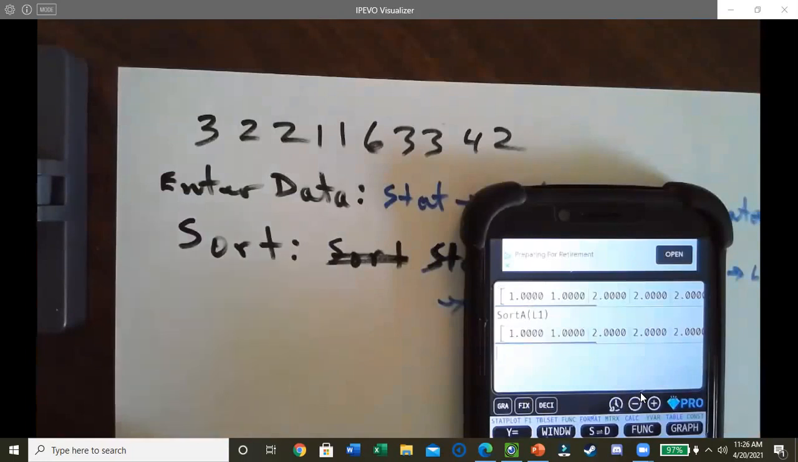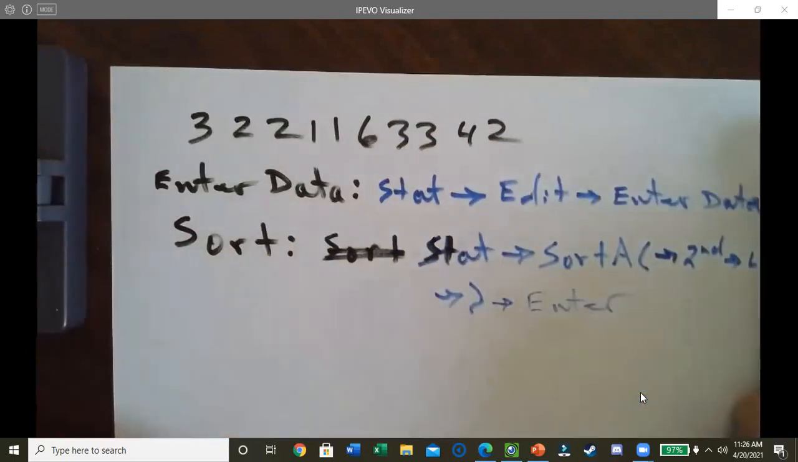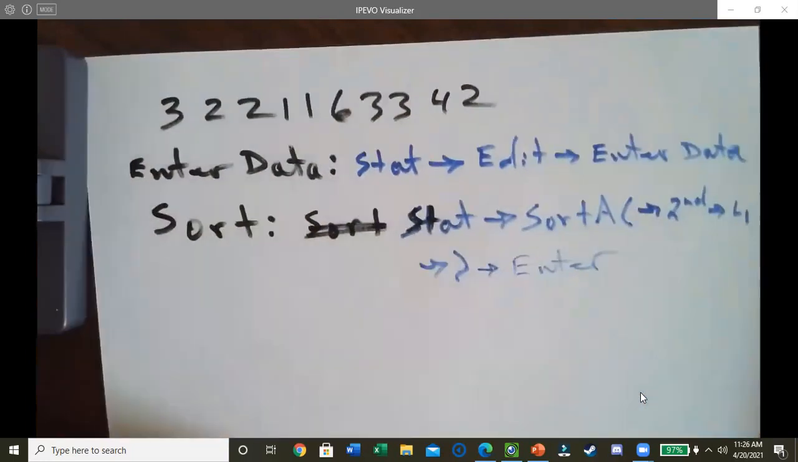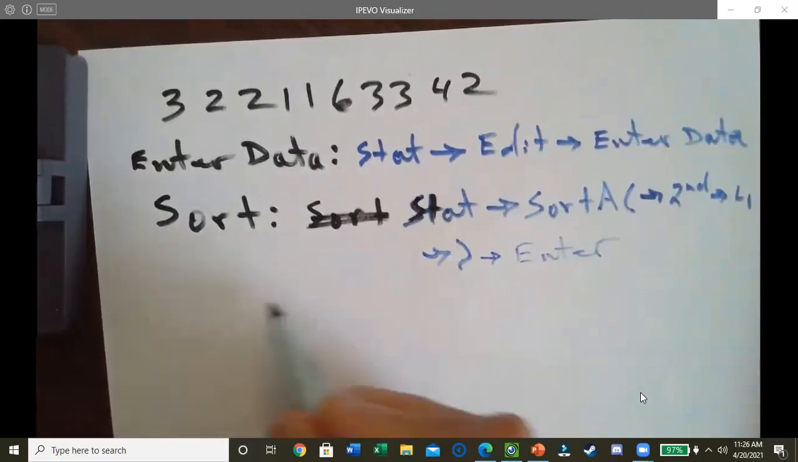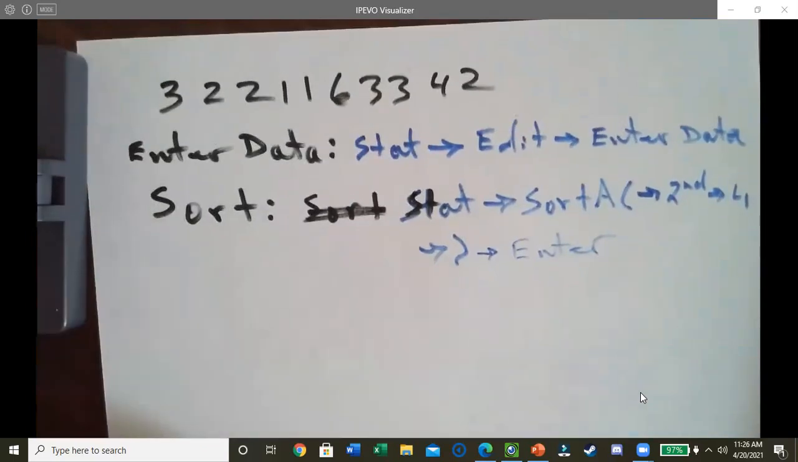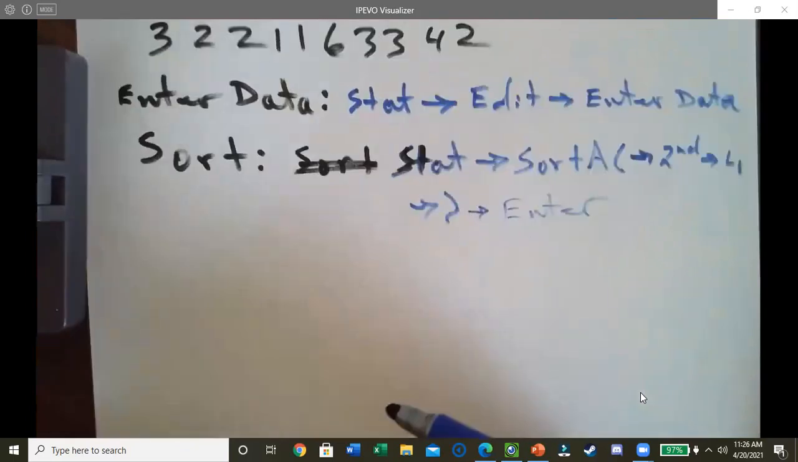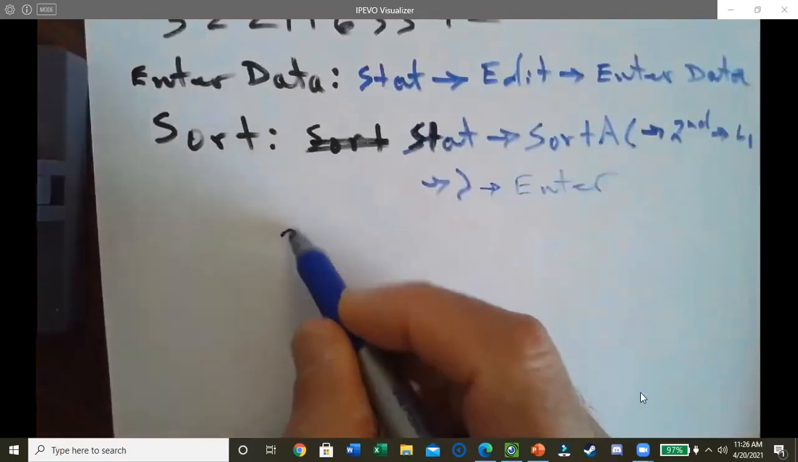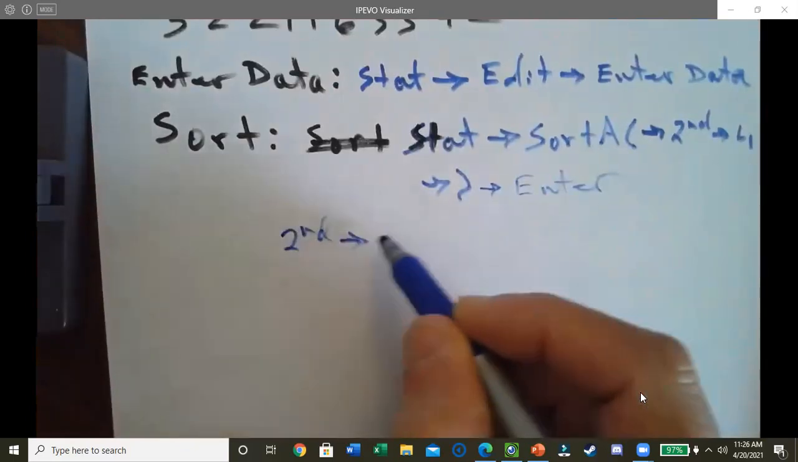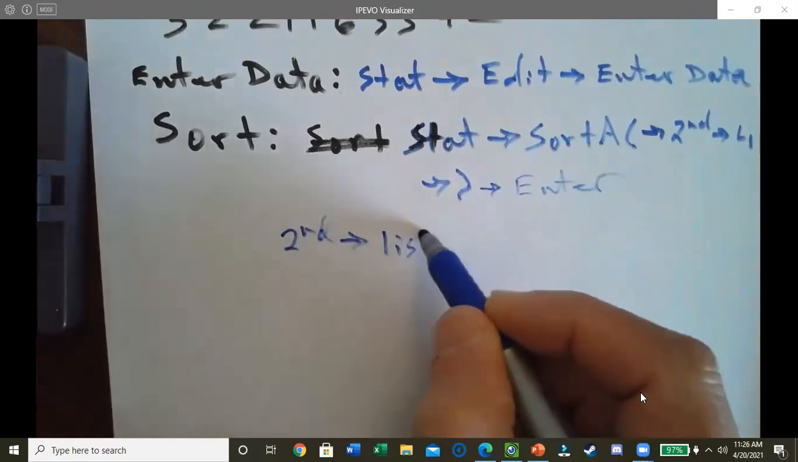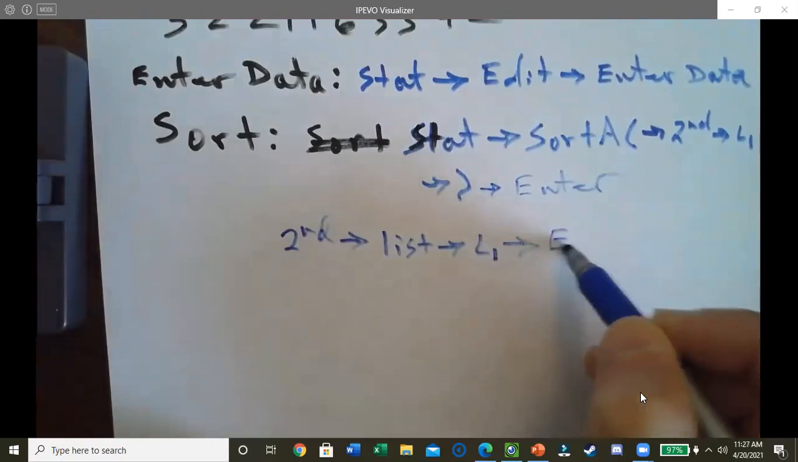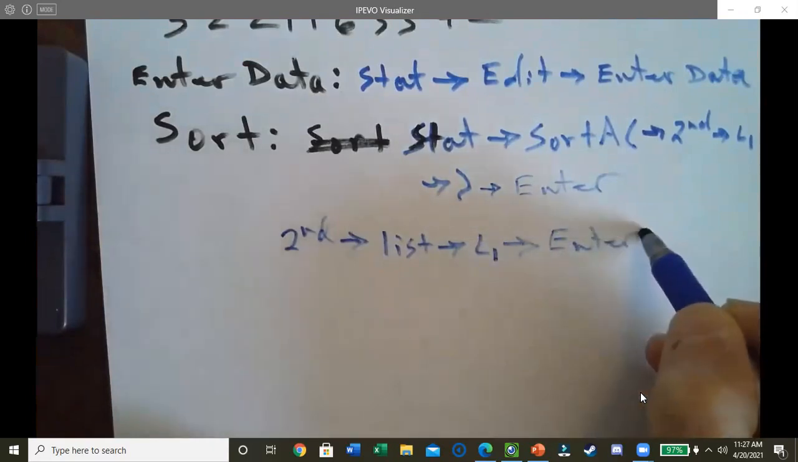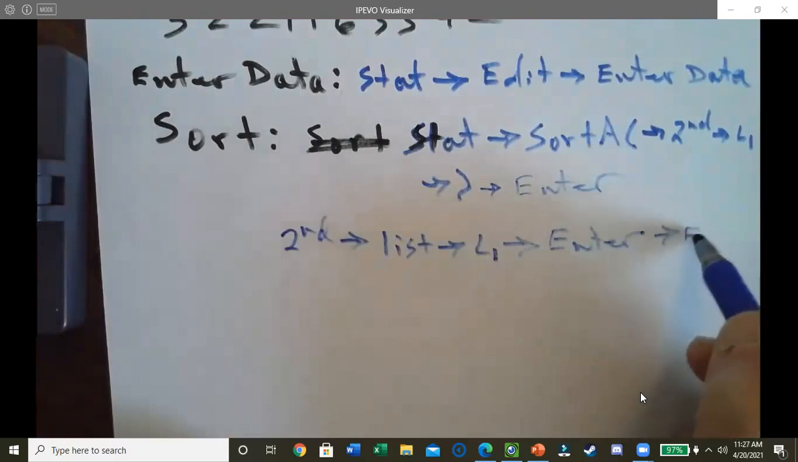And so now if you go back to look at it, okay, you're going to hit second, list, L1, enter, and then enter again.